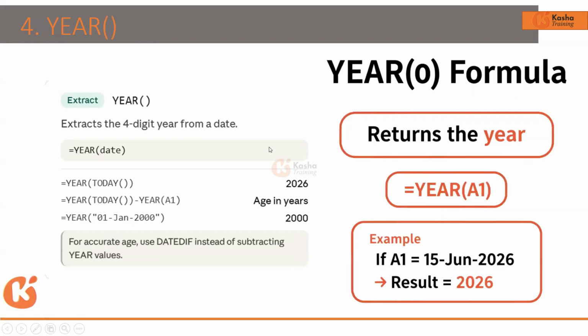Then you have YEAR. The year function will return the year. If you give YEAR equal to A1, you can see 15th of June 2026 gives the year. There are certain variations in the year function also. If you give your year function like this, you can see it is giving you 2026. If you give it like this, which is YEAR of today minus YEAR of A1, it will subtract the year you mentioned in A1 and give you the age in years. And if you give 1st of January 2000, you can see it is giving you the year 2000.